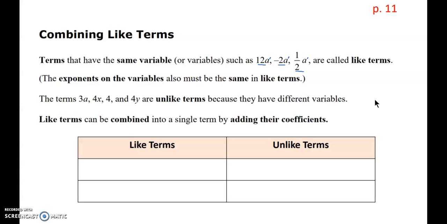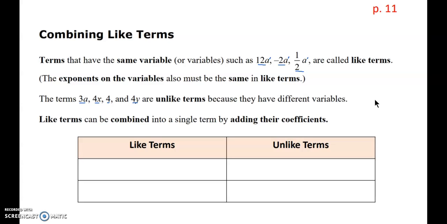If we look at ones that are unlike, for example, 3a, 4x, a constant like 4, and 4y, they are unlike terms because the variables are different. And in the case of the number 4, the constant, there is no variable at all. If we have like terms in an expression, we can combine them. So that means we can simplify.